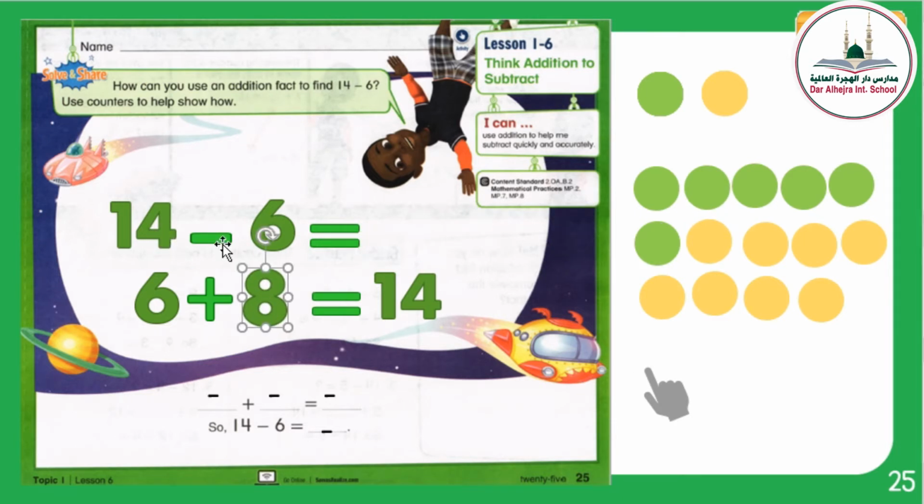Similarly, I can know that if I take away 8, if I remove these 8 from the total of 14, I get 6. Or else we can say if I remove these green 6 counters from the total of 14, I'll get all 8 counters. So this way, to solve the minus equation, I can turn it into a plus equation and then know the answer for both.